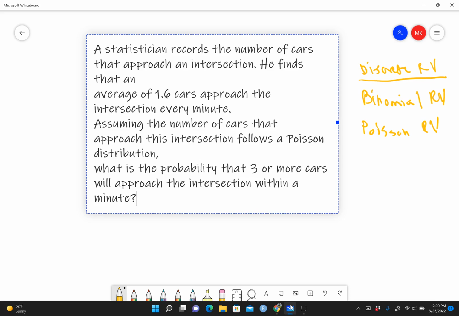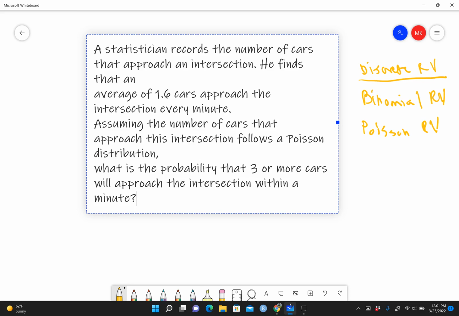So this is an example from your notes. I posted these notes under module 10. They state here, a statistician records the number of cars that approach an intersection. He finds that an average of 1.6 cars approach the intersection every minute. Assuming the number of cars that approach this intersection follows a Poisson distribution, what is the probability that 3 or more cars will approach the intersection within a minute?